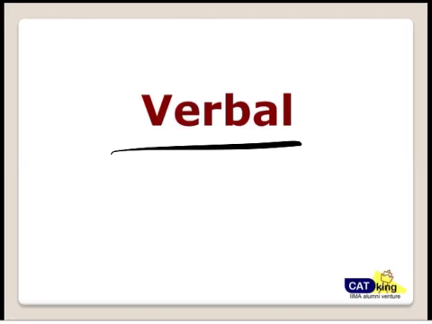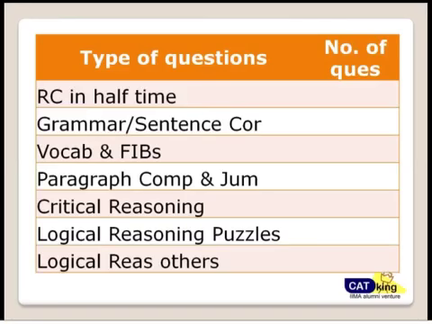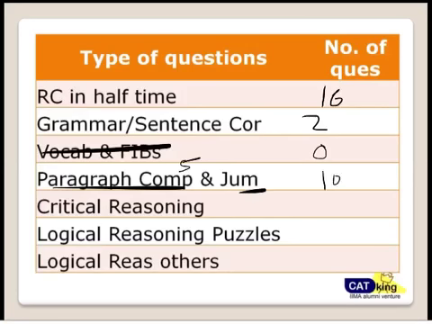Now, move to the verbal section. The verbal section was again fairly easy compared to last year. In RC there were 16 questions, grammar 2 questions, and vocab fill in the blanks 0 questions. There was no question based on vocab this year. Paragraph completion had 5 questions, which was kind of an incoherent passage, and para jumbles had 5 questions, so 10 questions based on paragraphs.